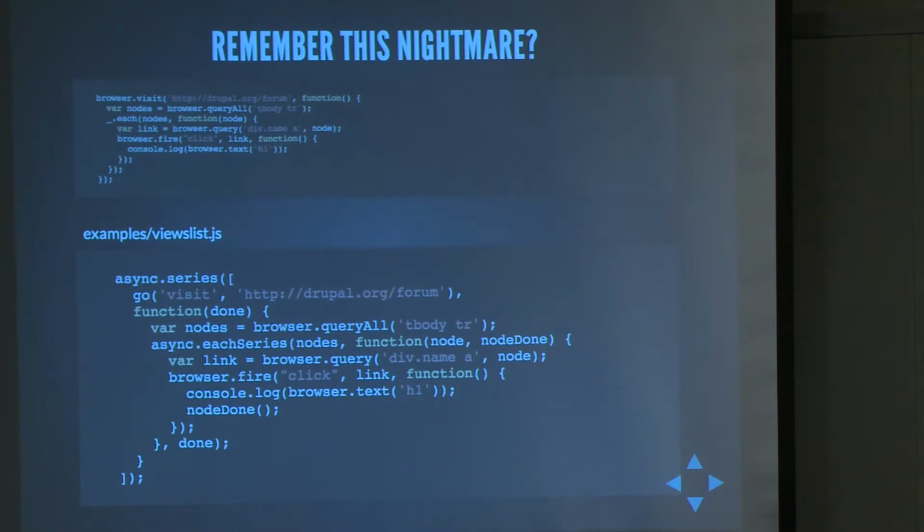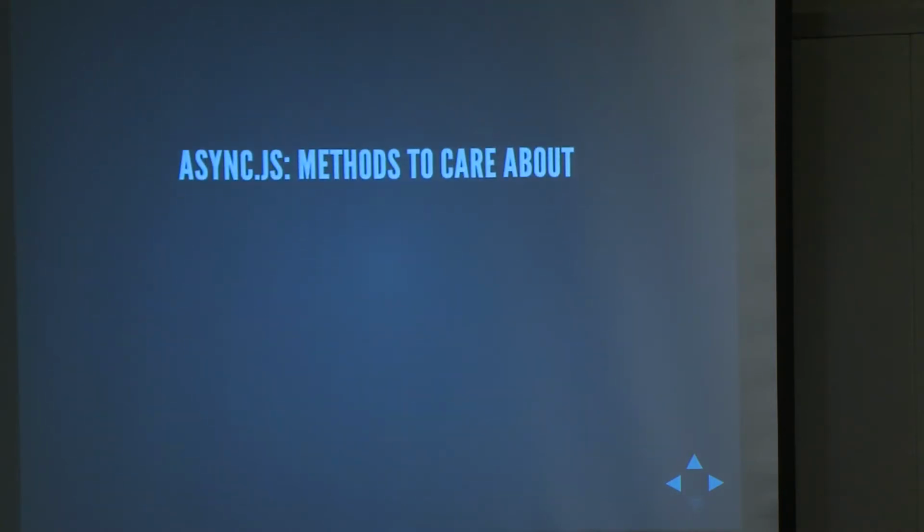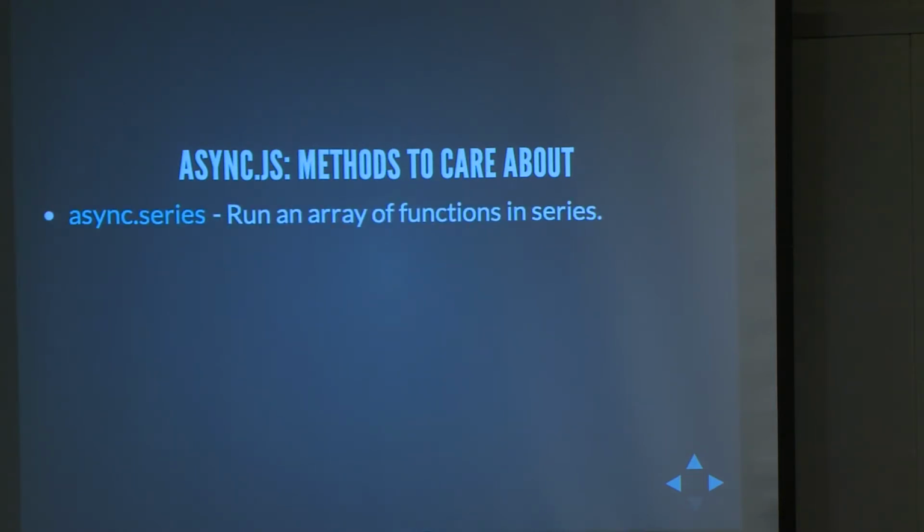OK. So let's talk about some methods we want to care about here, to understand the methods that you most likely will use. ASYNC.SERIES I use all the time. This is basically saying, I want to run an array of functions in series. There is also async parallel, so you can run things in parallel too. Async is awesome. You can run functions in parallel, and then it calls the main function whenever all of them are done.